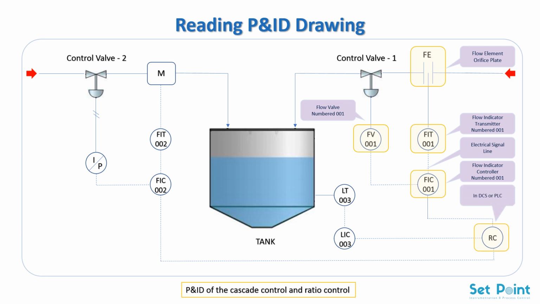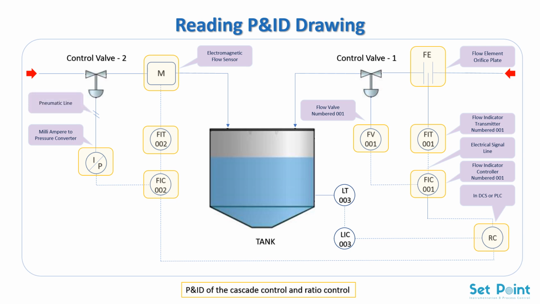The other side. Here, M indicates that flow element is electromagnetic flow sensor is connected with flow indicator transmitter numbered 002. And flow indicator transmitter numbered 002 is connected with flow indicator controller numbered 002. And dotted line between these two devices indicates that electrical signal line is being used to connect these devices. As we can see, flow indicator controller numbered 002 is connected with I to P converter. It is milliampere to pressure converter. And the output of I to P converter is connected to control valve numbered 002 by using pneumatic line.